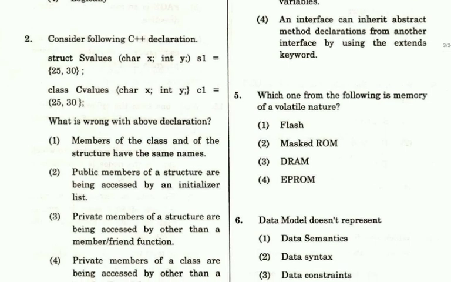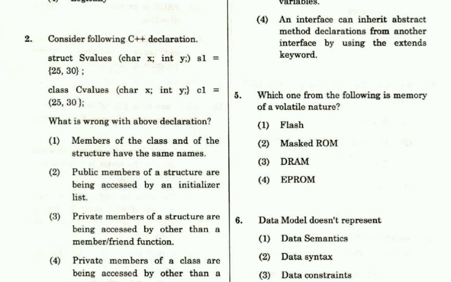Consider the following C++ declaration. It is a struct s with values character x, int y, and s1 equals to 25, 30. Then we have the class C with values character x, int y, c1 equals to 25, 30. So we need to find out the wrong declaration. So what is wrong with the above declaration?